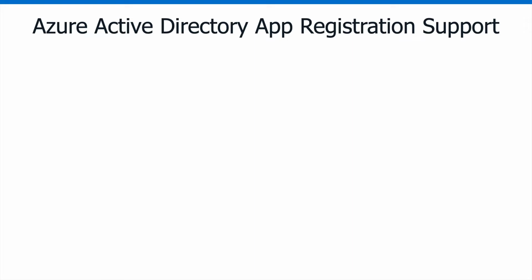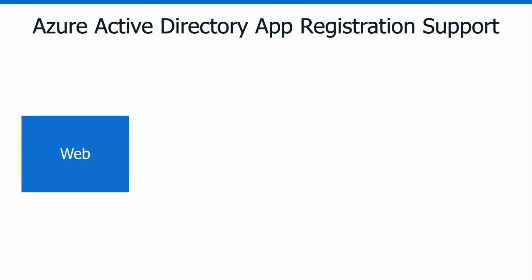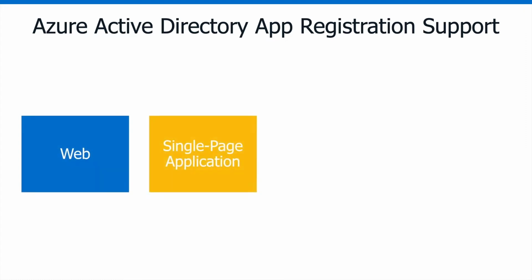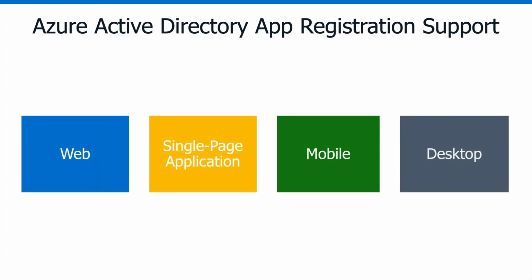So what are the supported types? Well, Azure AD provides an app registration service for web, single-page application, mobile, and desktop applications that can be accessed through the Azure portal or through the Azure CLI, the command line interface. App registration builds a trusted relationship between your application and the Microsoft Identity platform.